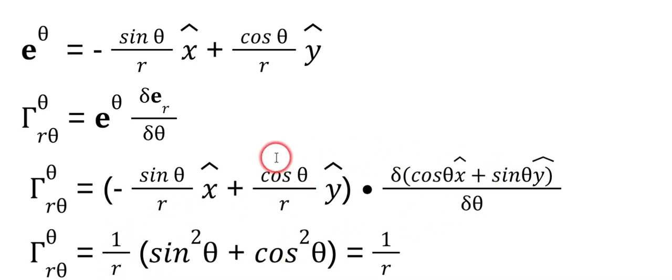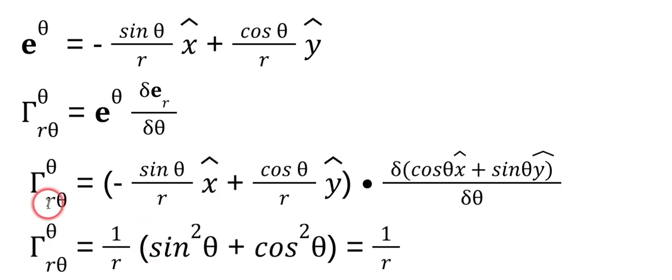Derivative of sine is cosine. Cosine times cosine is cosine squared. Once again, we got the identity, 1 over 1, so it's just 1 over r. And that's the right answer. For gamma theta r theta, the answer is 1 over r. That's the right answer, okay?